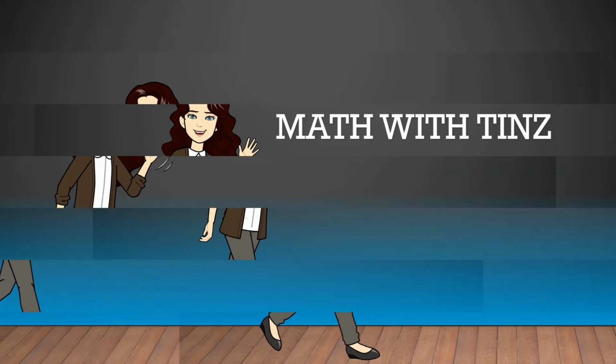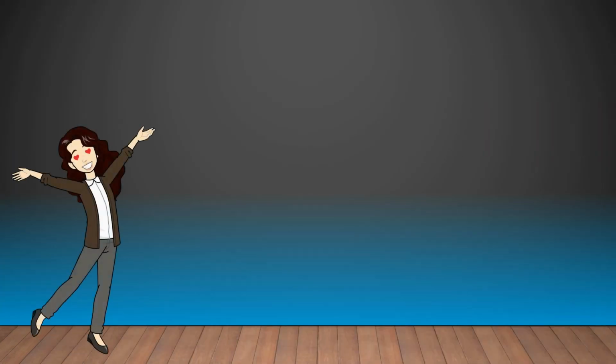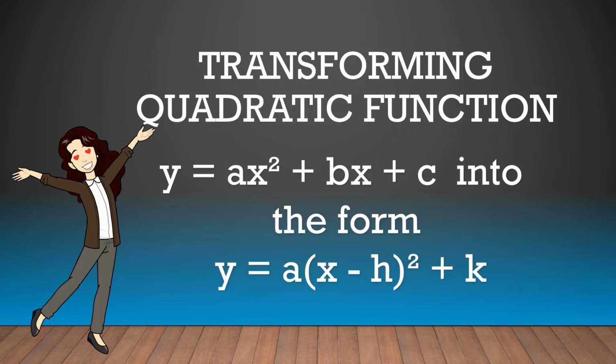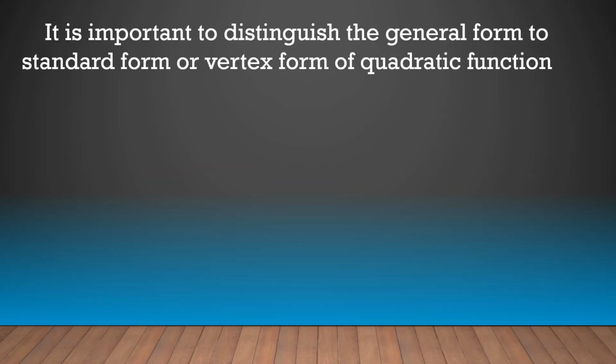Okay, our topic for today is all about transforming a quadratic function y is equal to ax squared plus bx plus c into the form y is equal to a times the quantity of x minus h squared plus k. It is important to distinguish the general form from the standard form or vertex form of a quadratic function.